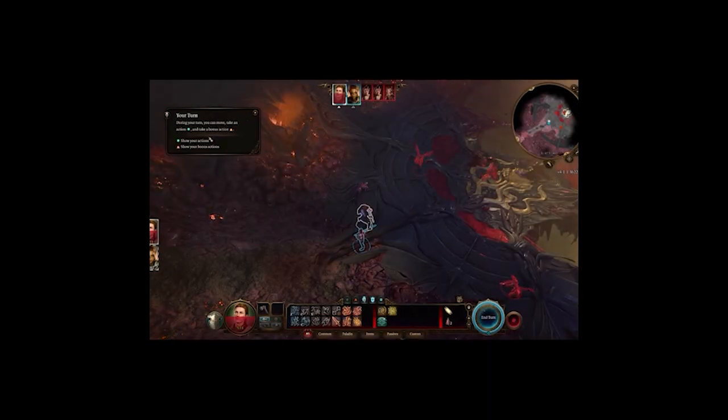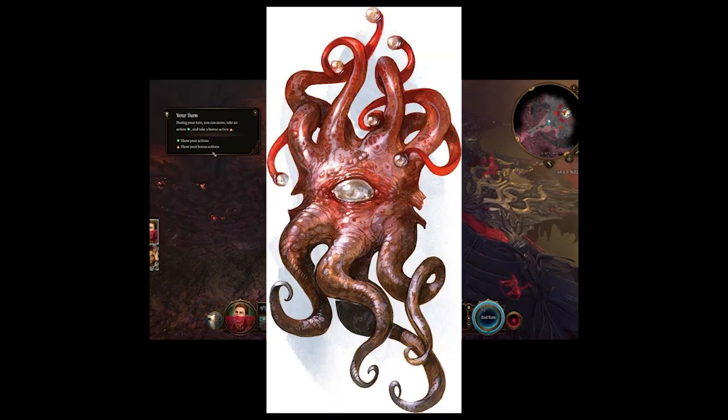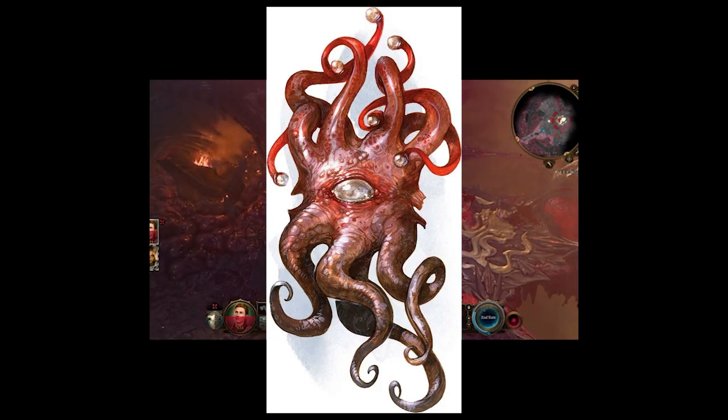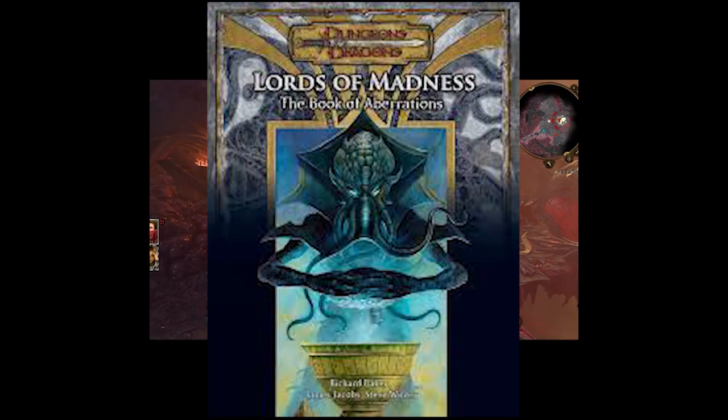So the Mind Witness is half Illithid and half Beholder. So it uses all the psionic powers of an Illithid / Mind Flayer, and uses the aberrational power of the Beholder. Now, Beholders would actually get their own chapter in a book in 2005 called Lords of Madness, the Book of Aberrations. That's when we'll see more variants that are in Dungeons & Dragons today in 5th edition.